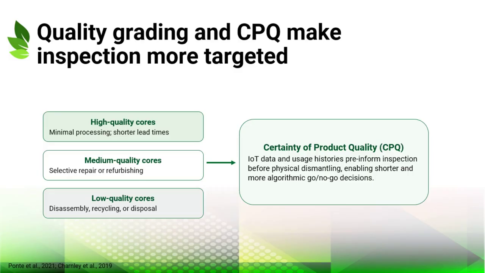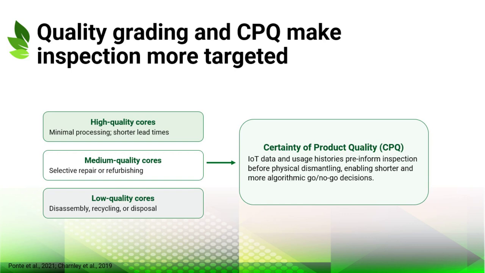Quality grading makes inspection more targeted. High-quality cores may need minimal processing and can move quickly toward resale, reuse, or light refurbishment. Medium-quality cores may require selective repair or deeper evaluation. Low-quality cores may be better for disassembly, recycling, or disposal. This logic prevents every item from going through the same expensive process.